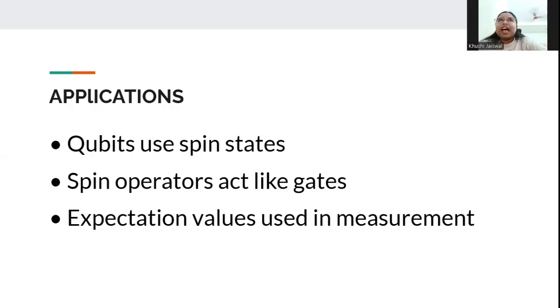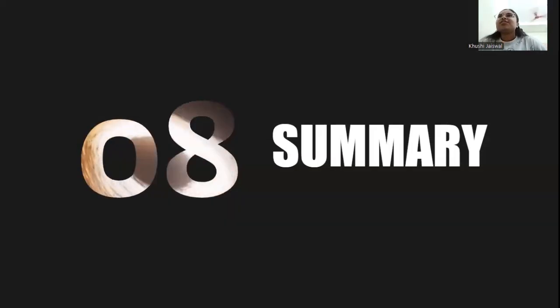Then we have scientific research, where we also use electron spin resonance, ESR, for drug discovery, and atomic clocks for GPS synchronization. So, from diagnosing diseases with MRI to securing data with quantum cryptography, spin and its operators are at the core of modern technology.